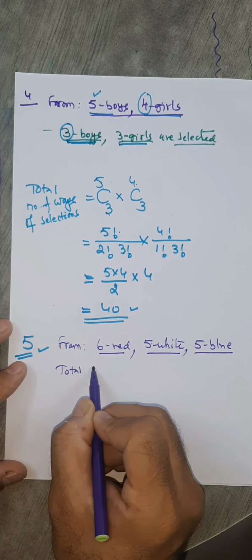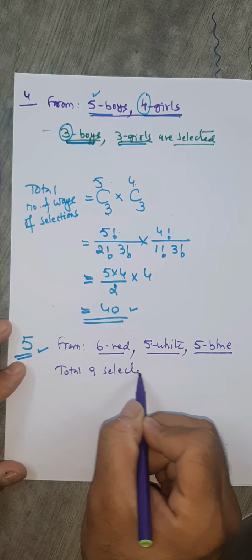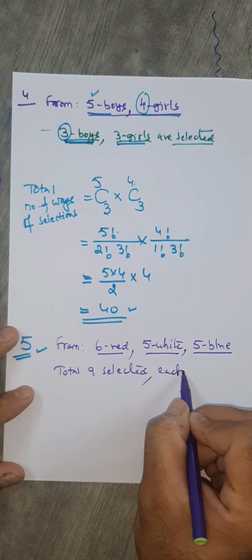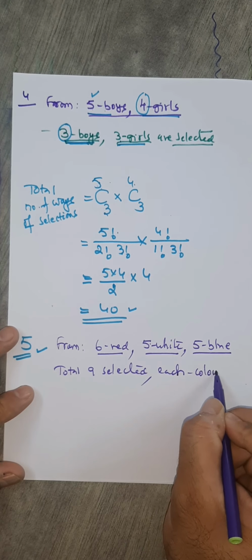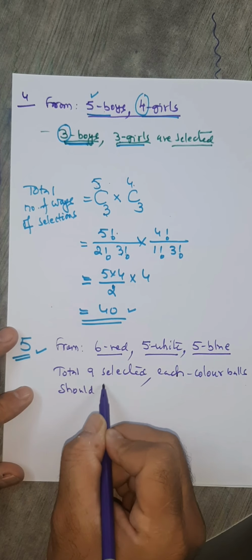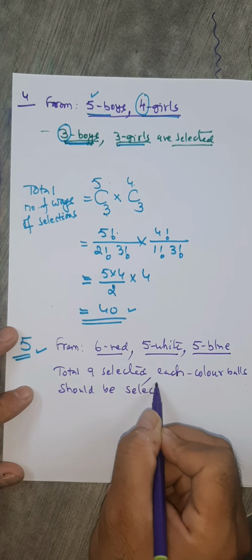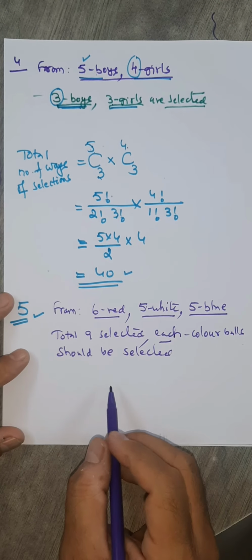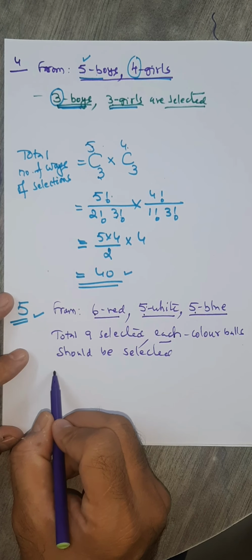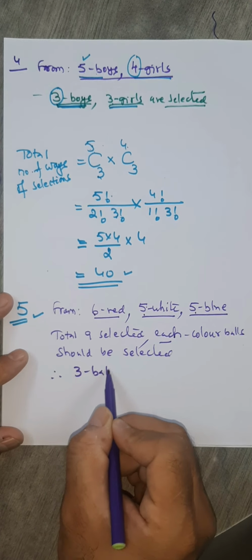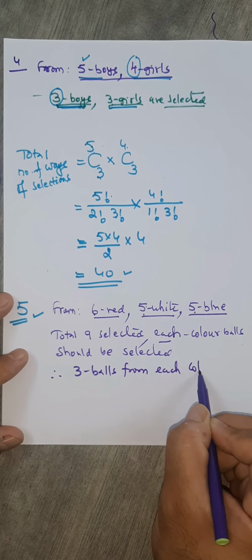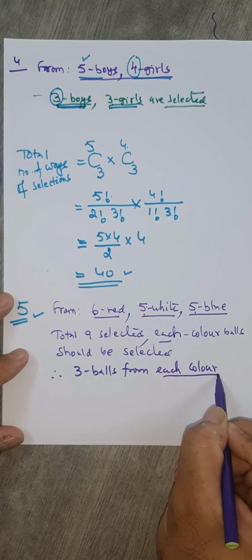Total 9 selected, in which balls of each color should be selected. Right. That means 3 should be from this, 3 should be from this, and 3 should be from this. So 3 balls from each color. So we'll get the total 9. That's given in the question.